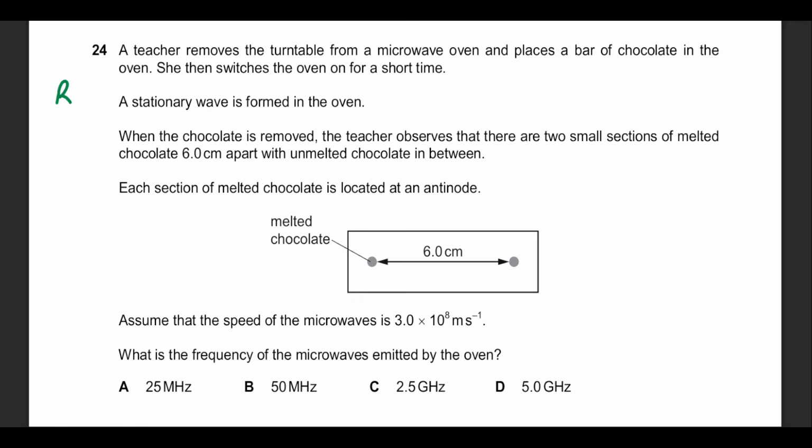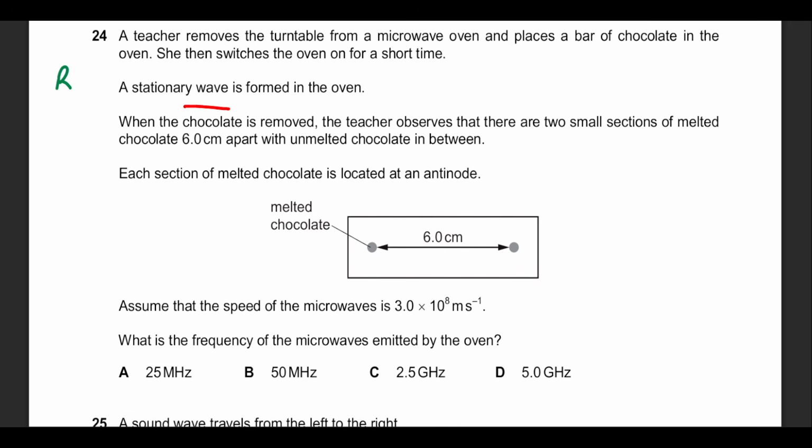So it says that the turntable was removed in a microwave, and they placed a chocolate in it and turned it for a very short amount of time, and they found out that the chocolate bar, for example, if this is what the chocolate bar looks like, was actually melted from 2 spots, nothing else. If it had been placed on a turntable and let it happen, the whole chocolate would have melted, but that's not what we're doing right now.